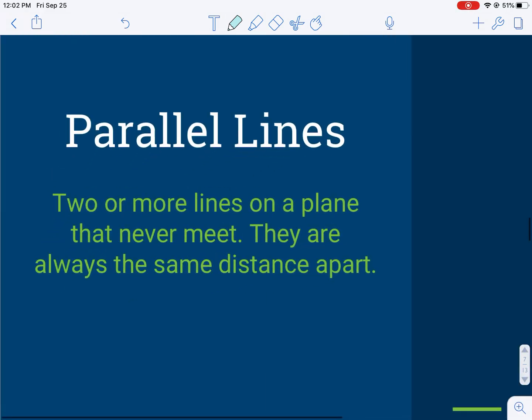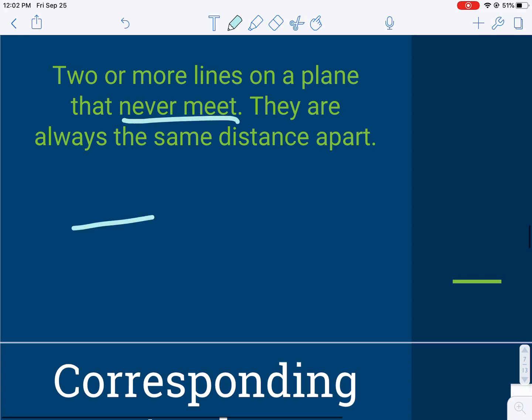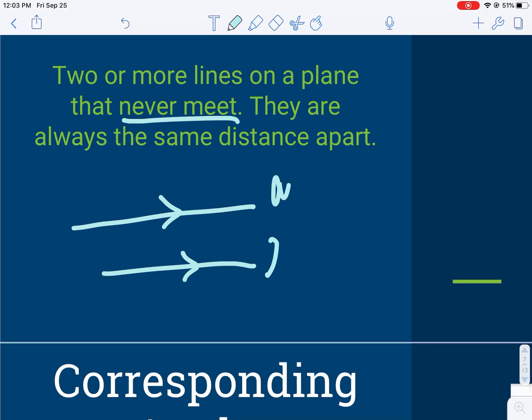Okay, remember lines are parallel if they never meet, and they're always the same distance apart. Remember, we mark them with the little baby arrows. Okay, that should be review. And if I have line A and line B, I can say line A is parallel to line B. Okay, the two little L's means parallel to.